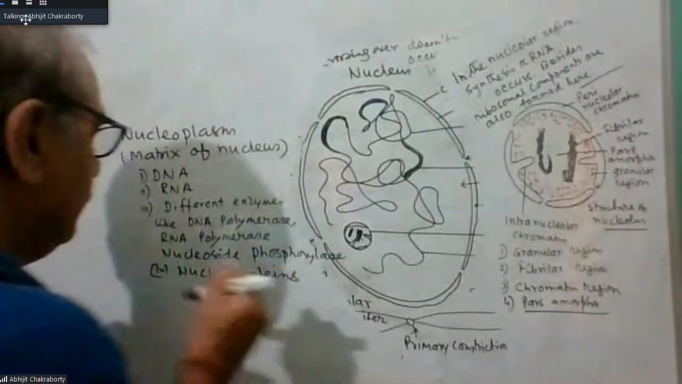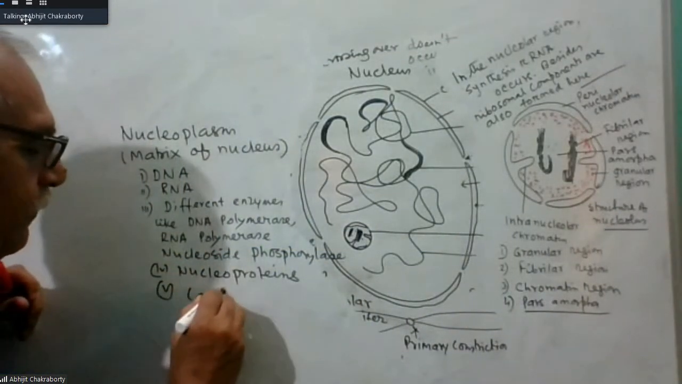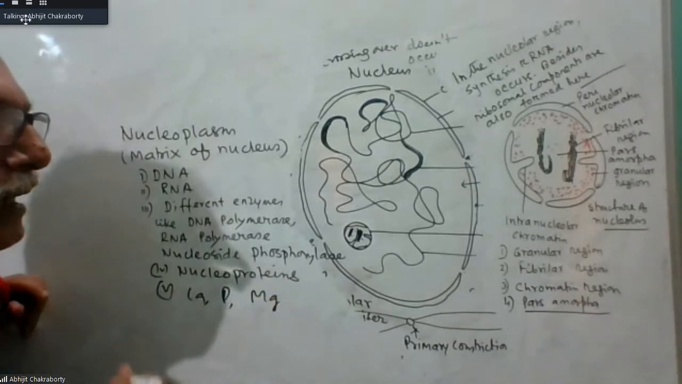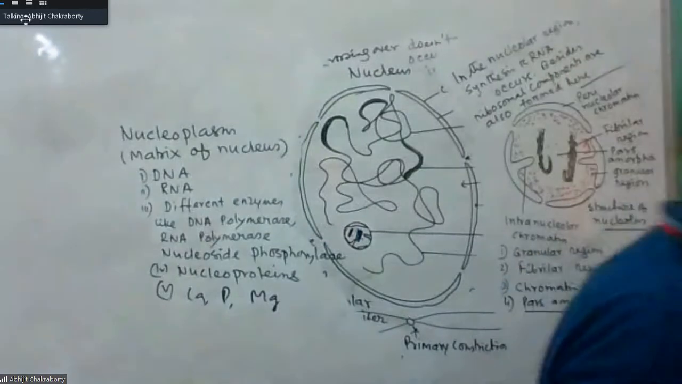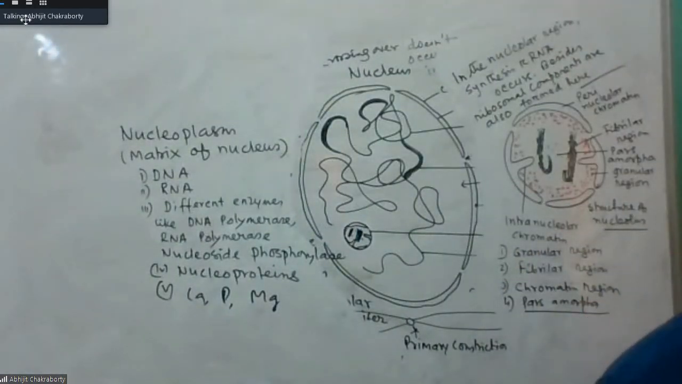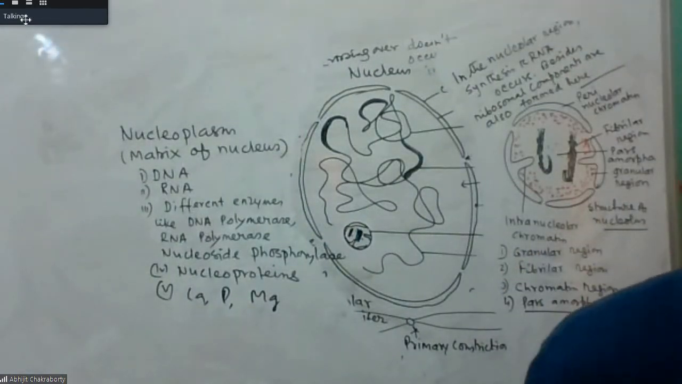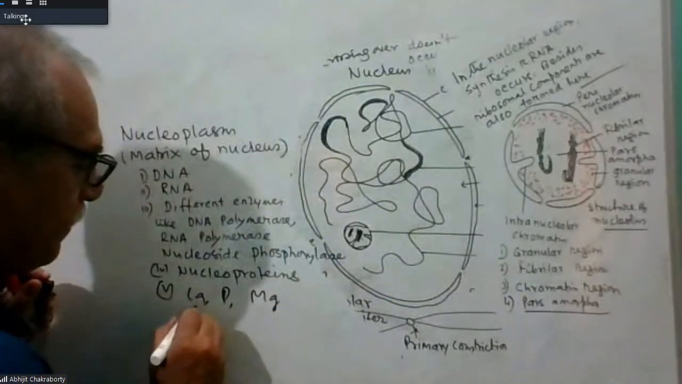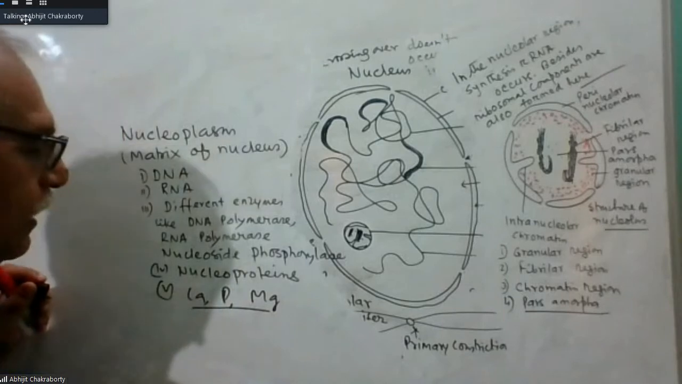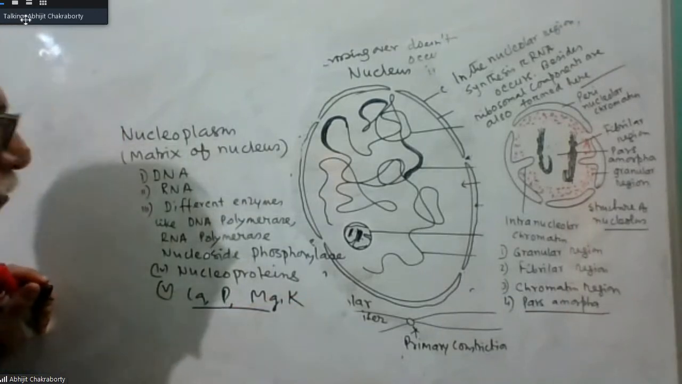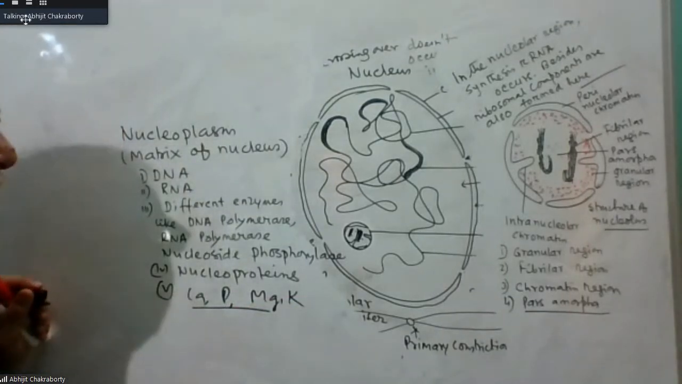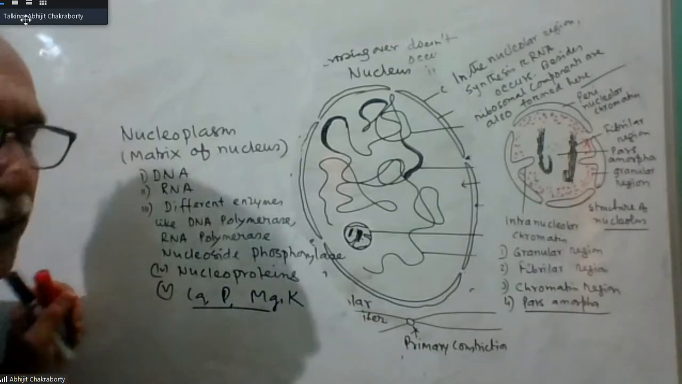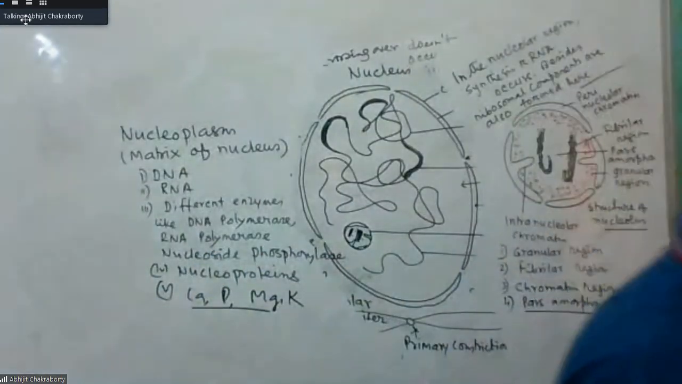Besides, you will get calcium, phosphorus, magnesium, etc. in the nucleoplasm: calcium, phosphorus, magnesium, and potassium. So this is what we have about the nucleoplasm.